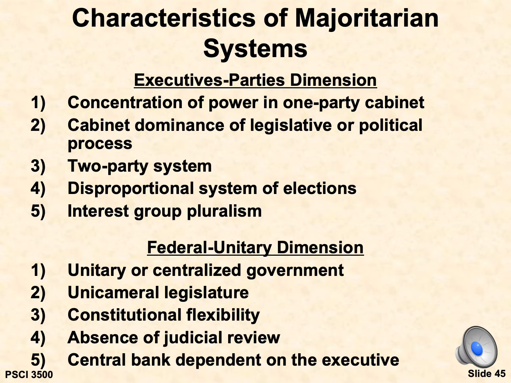So Lijphart identifies for us the 10 characteristics that he suggests reveal majoritarian traits, and he likewise has 10 characteristics that he feels reveal consensus traits as well. This chart obviously reflects the traits of a majoritarian system. And he's broken down the 10 characteristics into two dimensions, the executive-parties dimension and the federal-unitary dimension.